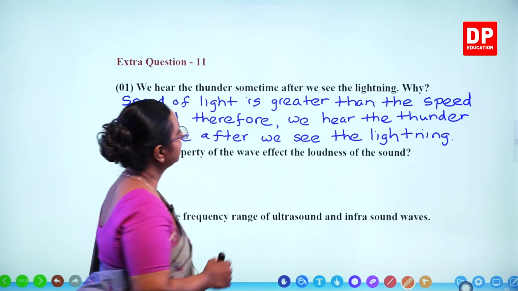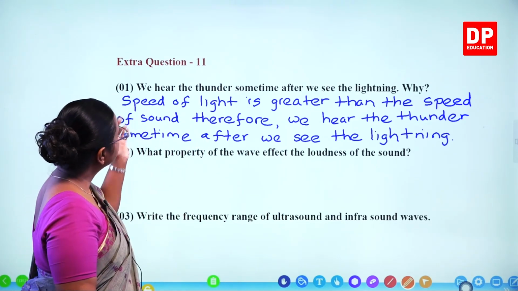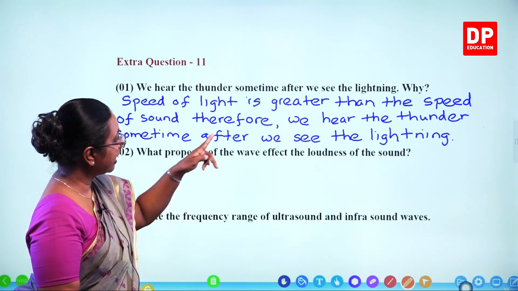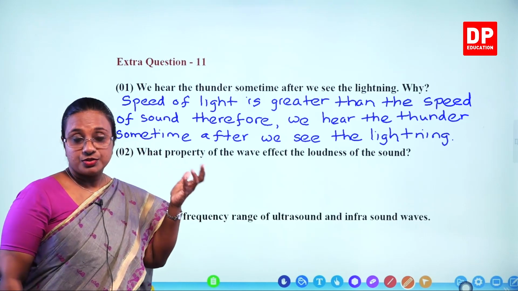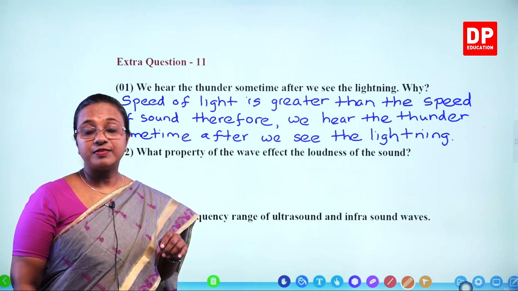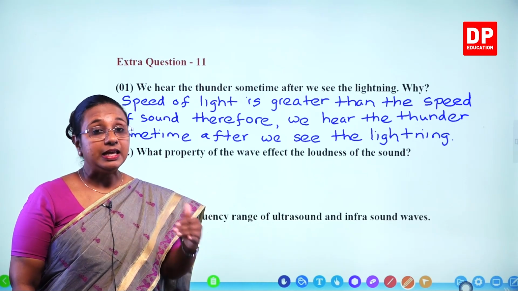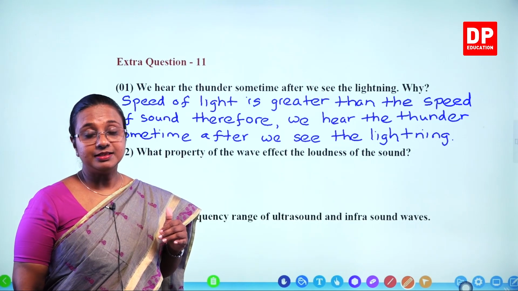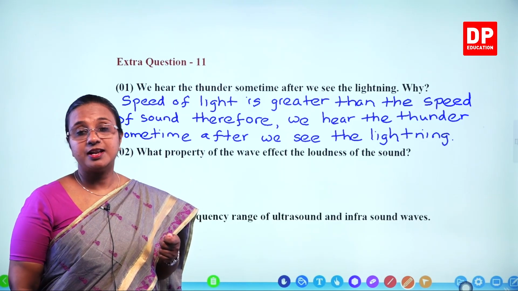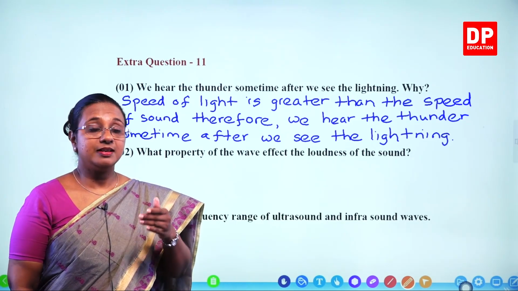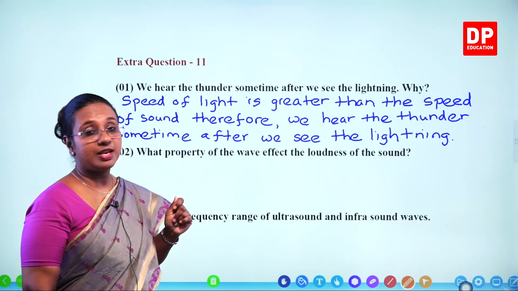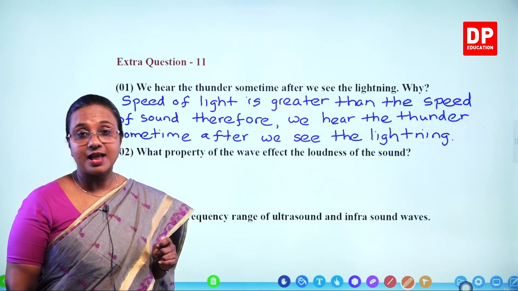So, that is what you have to write. The important point is that you have to say the speed of light is greater than the speed of sound. You all know in vacuum, the speed of light is 3 × 10^8 meters per second. In air, it's slightly lesser, but the speed of sound in air is 330 to 350 meters per second, depending on the temperature. So, anyway, the speed of sound is very much less than the speed of light.